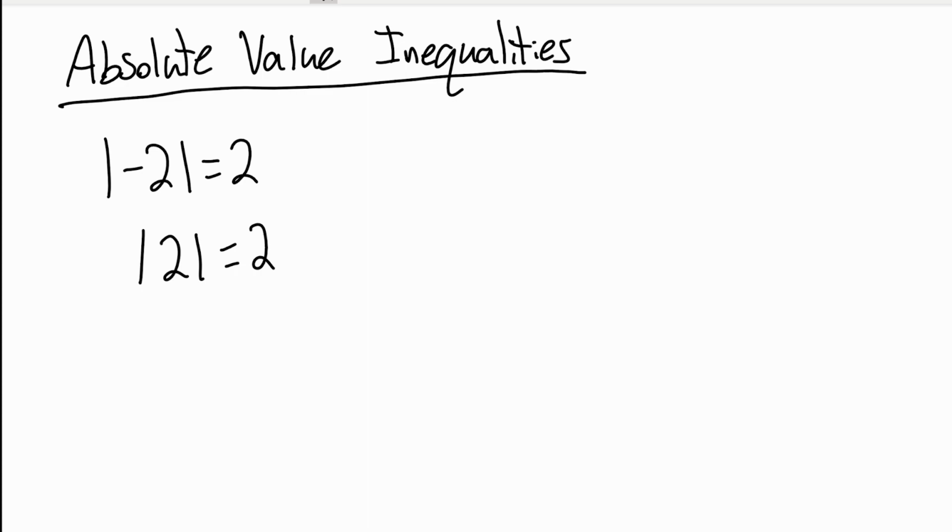Sometimes we like to think about the absolute value as the distance from 0. In that sense, -2 and 2 are both 2 spots away from 0, right? If we think about it on a number line, we have 0, 1, 2, -1, -2. And that's a perfectly fine way to think about it.